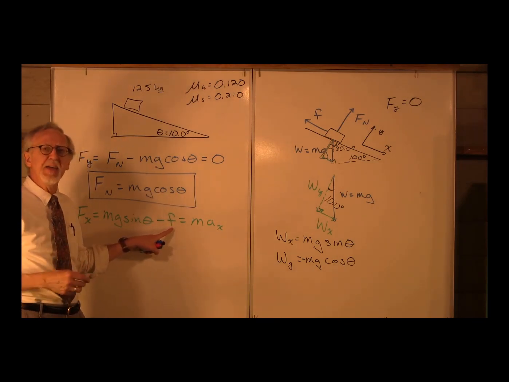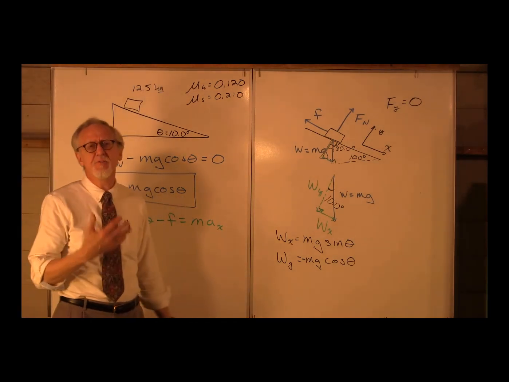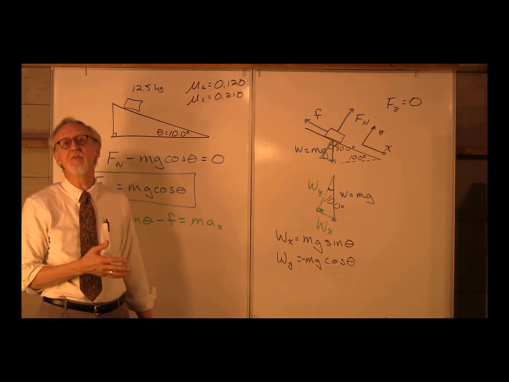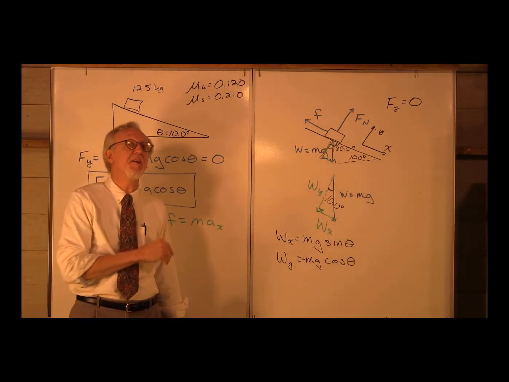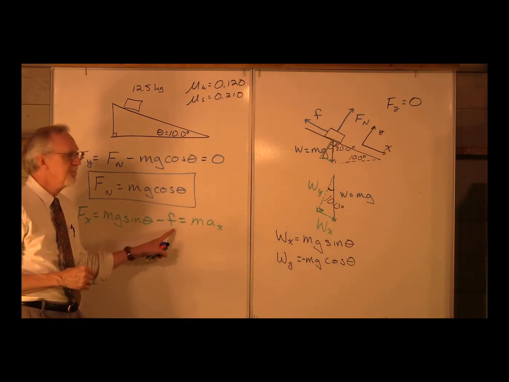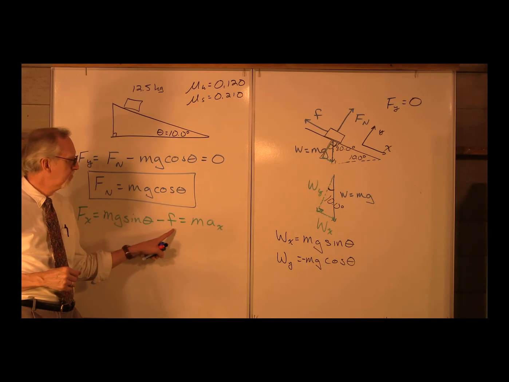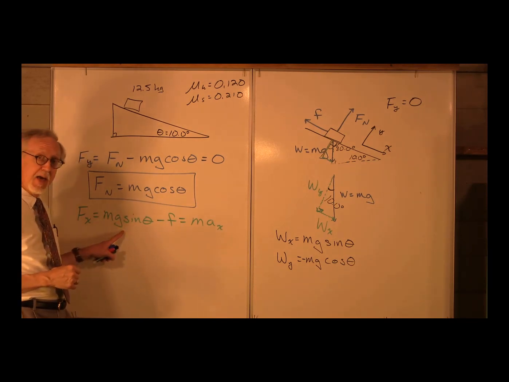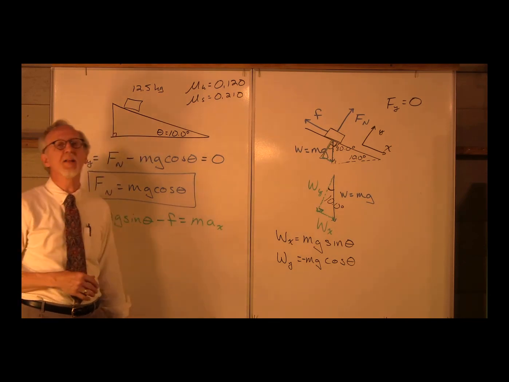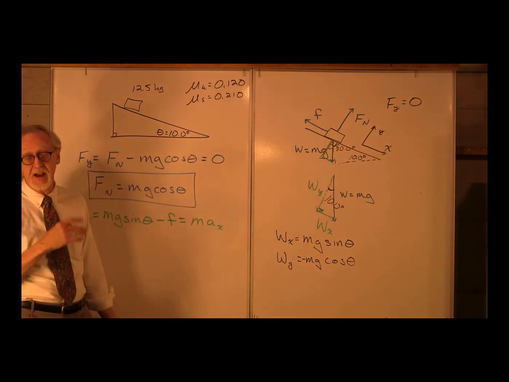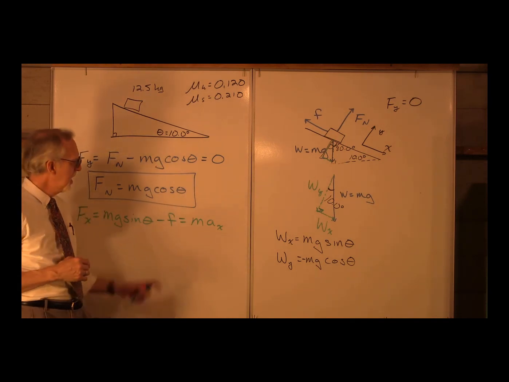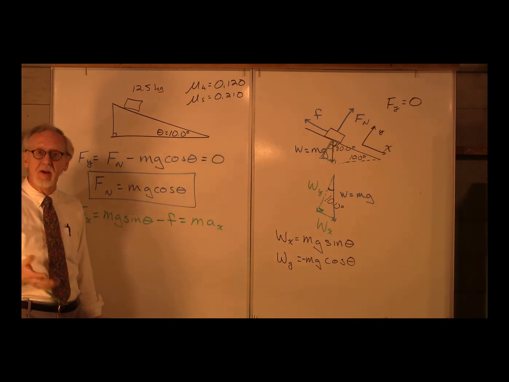Well, how big can F be? What's the largest value that the frictional force can have? The largest value is when it's equal to Fs max. So what we have to do is calculate how large is Fs max, how large is mg sine theta, and compare those two. And that will tell us whether we have a static or a dynamic problem. In other words, will the block slide or will it not slide? So let's calculate those and figure out what we've got.